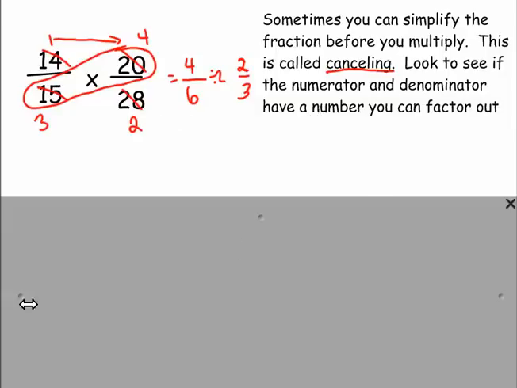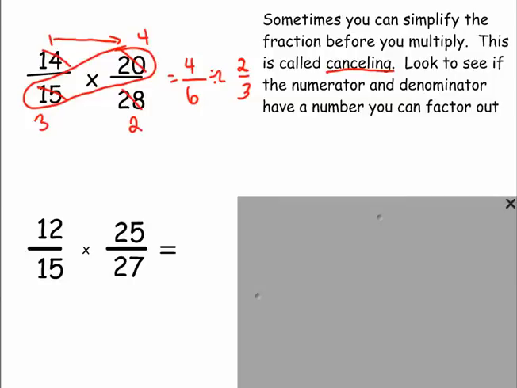Let's try another one. All right, let's look at another one. I'm going to look at my numerator and denominator, so I'm looking at 12 and 27. All right, kids, what's my factor? 12 and 27. 3. All right, 3. So I'm going to divide by 3. Okay, let's look at my other numerator and denominator.